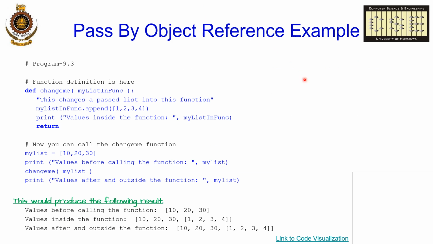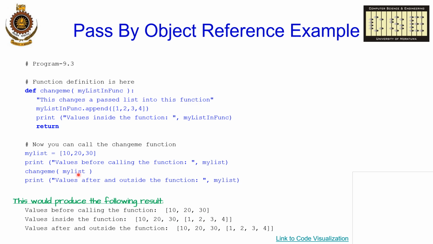So let's look at the expected output of the same example. Here's the definition of the function def change me. Whatever the input list, this function appends another list to it and then prints that list inside the function and it returns, right? That's the task of this function. Now we are calling it. This is the calling part. myList, right? We initialize a list. We then print the values before calling the function. So it's printed here, right? Values before calling the function 10, 20, 30. There are no surprises here.